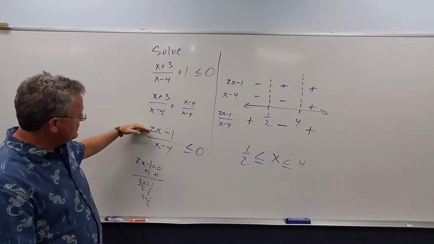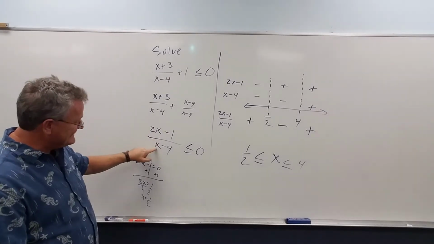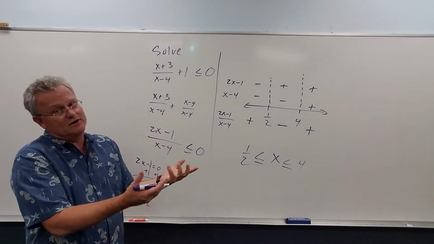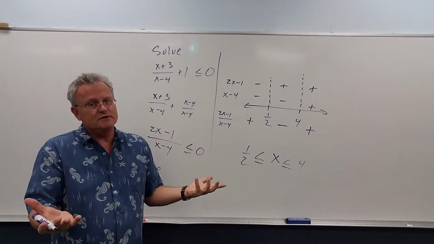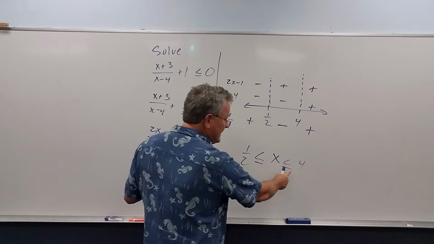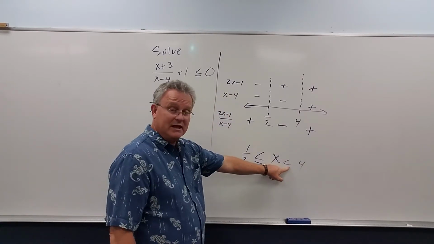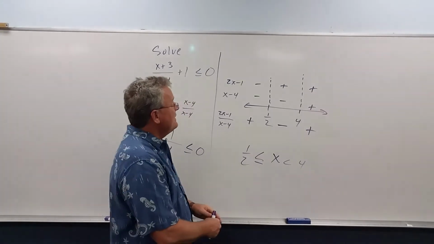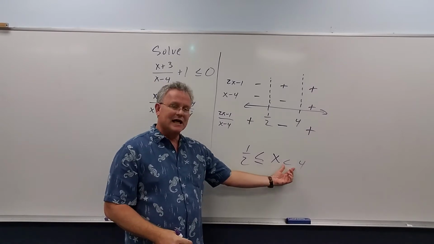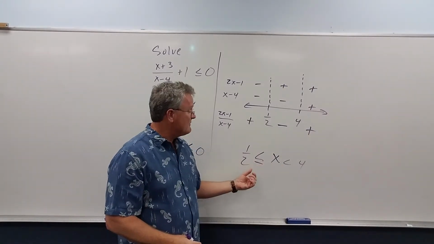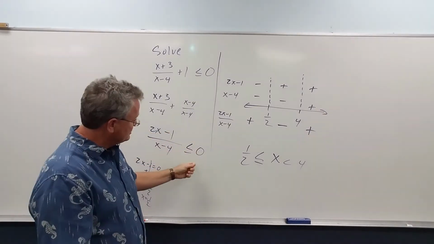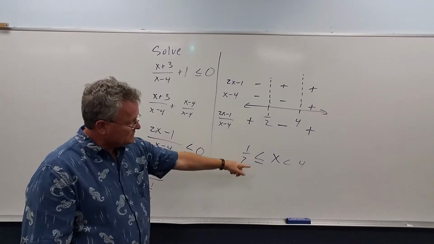Remember, when you have a fraction, the denominator can't be 0. Because any number divided by 0 is undefined. We don't know what it's equal to. So we can't ever let x equal 4. So we can't let this part be an equal because x can never be 4. If x was 4, we get division by 0. That's undefined, so that's not allowed. But we can let x equal a half, because when we plug in a half, that will make 0 over some number, which is just 0, and that's equal to 0, which we included.